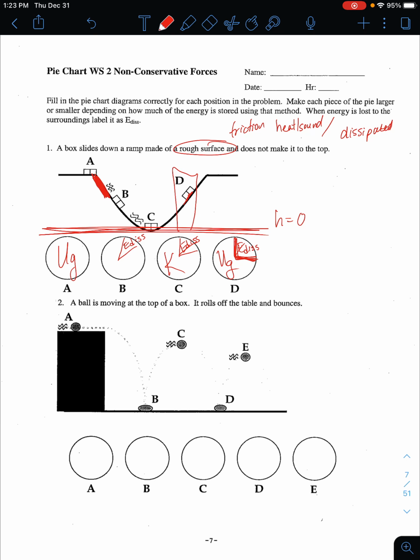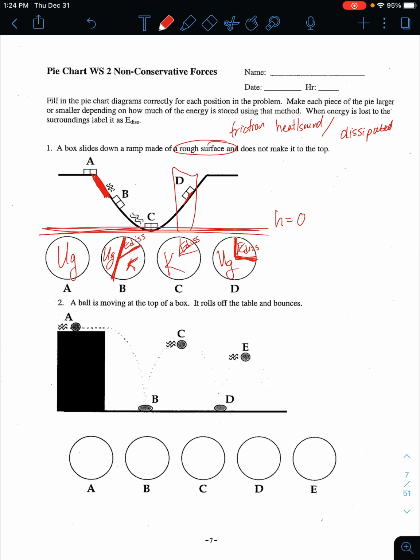I know that at C my height is 0, so the rest of my energy all has to be kinetic. B is a little tricky. At B I see I'm still at half my total height. So I still need to have half of my chart still be gravitational. And so really what the dissipated energy took away from was the kinetic. I'm going slower there than I used to be because of that friction.